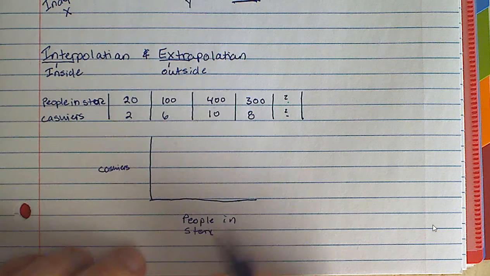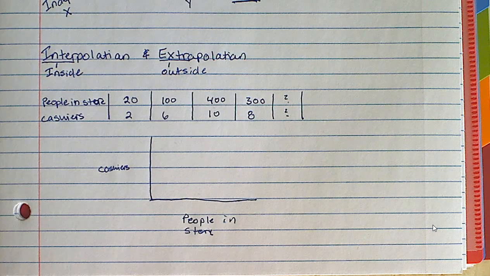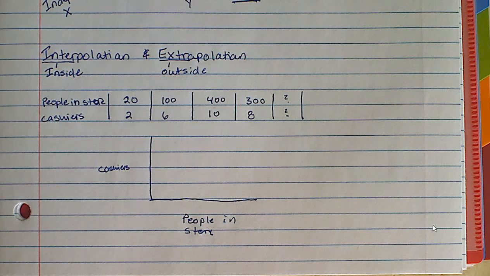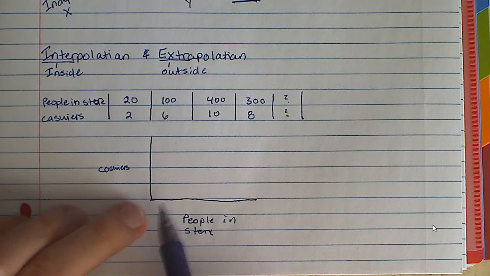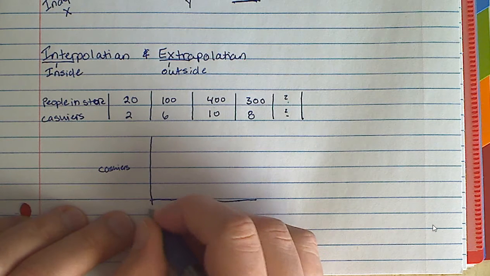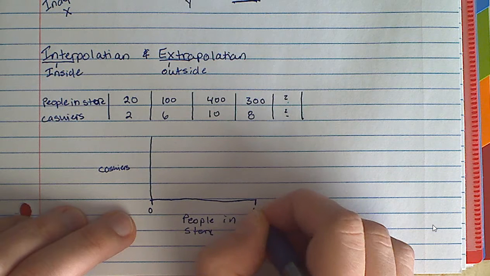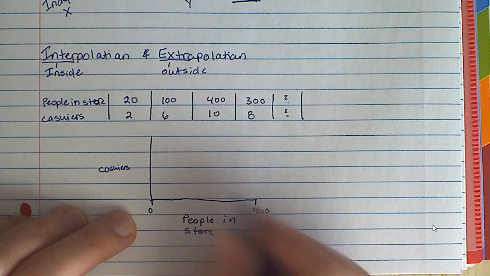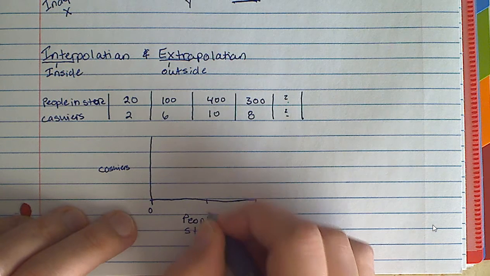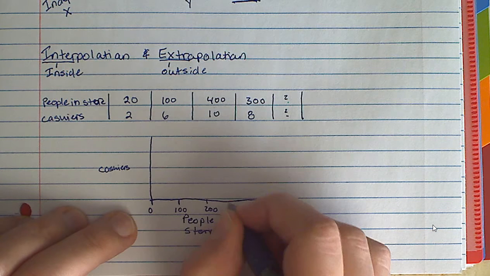I have to be able to go from 20 up to 400. So what should I count by? 20s is going to take me super far out, so I'm going to count by 100s. I'm going to have this be 0, and I'm going to have this go all the way over to 400. Then I'm going to cut this down in the middle at 200. I'm going to call this 100. I'm going to call this 300.